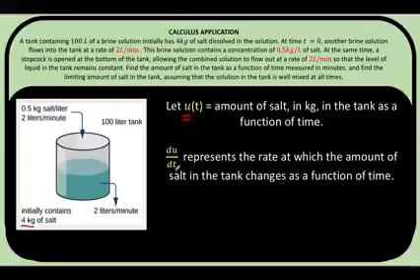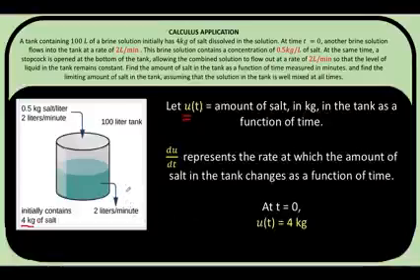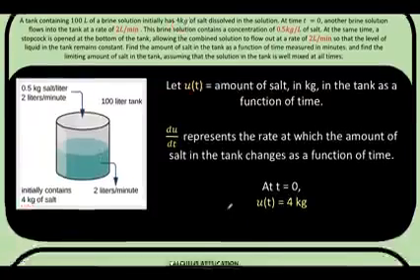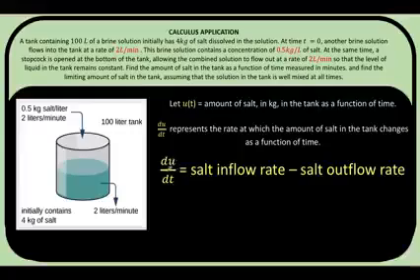So for an infinitesimal change in time, there is also a change in the amount of salt. At time equals 0, we know that there are 4 kilograms of salt present in the tank. That is given in the problem. Now, we can define du over dt, which is the rate at which the amount of salt in the tank changes, as the salt inflow rate minus the salt outflow rate.